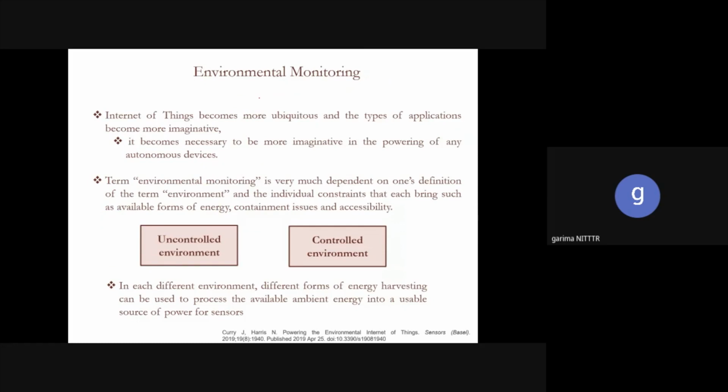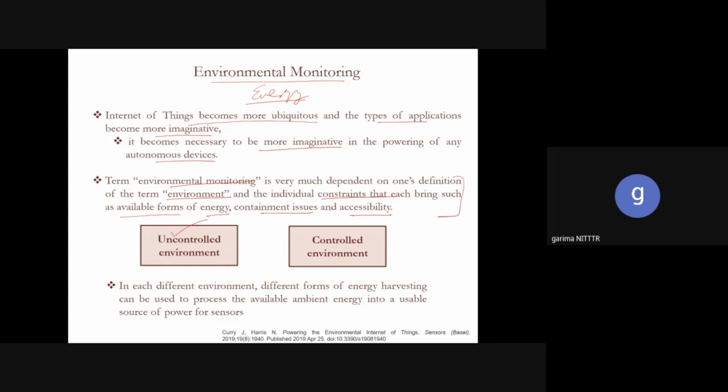Then second is environmental monitoring, because ultimately your energy part is related to how you are going to save energy and how you are going to utilize energy efficiently, and this energy management will help in environmental monitoring also. So IoT becomes ubiquitous, and the types of applications are more imaginative nowadays, and it becomes necessary to be more imaginative because we are going to have implementation of autonomous devices. The term environmental monitoring is very much dependent on one's definition of the term environment and the individual constraints that each brings, such as available forms of energy, containment issues, and accessibility. So these are some terms related to environment monitoring, and energy is one of the factors of constraint in that part.